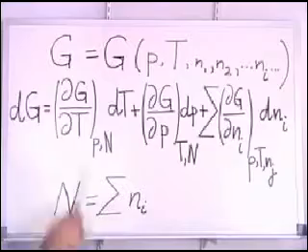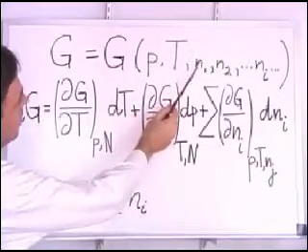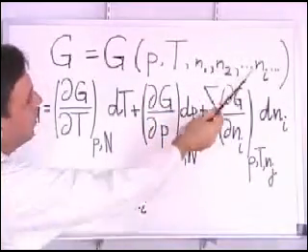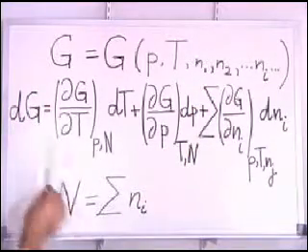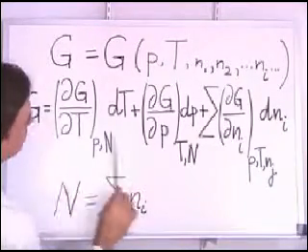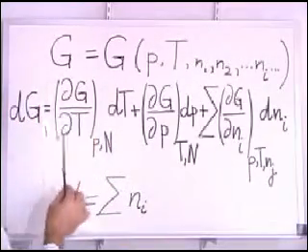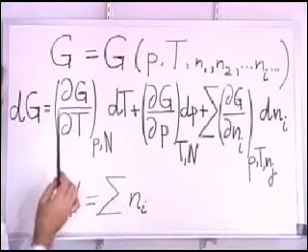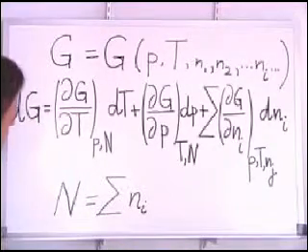On the other hand, the thermodynamic potential G is a function of the pressure, temperature, the number of moles of component 1, number of moles of component 2, and so on, and the number of moles of component I, and therefore, by definition, the differential of this potential G is equal to the sum of these terms, where the expressions in the brackets are the partial derivatives of the thermodynamic potential G versus the independent variables which this thermodynamic potential is a function of.